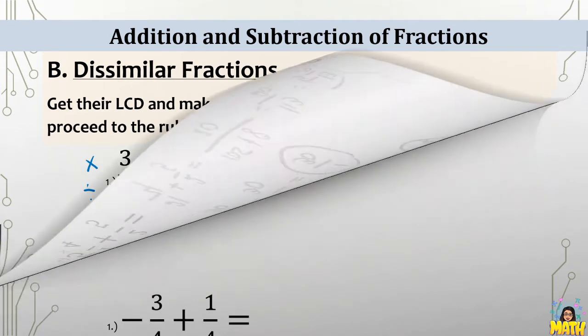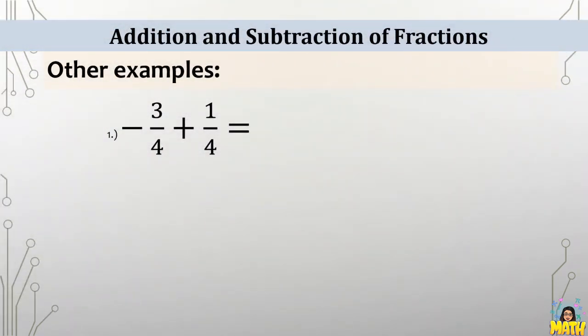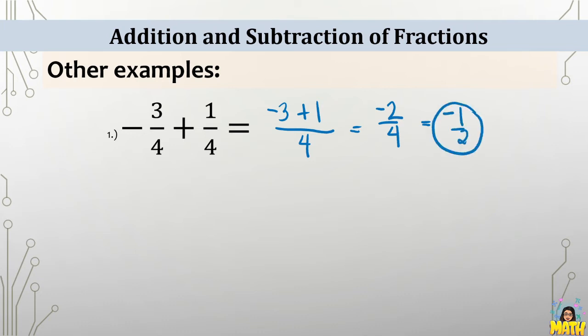Let's have more examples. Number 1, negative 3/4 plus 1/4. So kahit negative pa yan, let's follow the rule in adding positive and negative numbers. They are similar fractions, therefore we copy the denominator and add the numerators. But here we have negative 3 plus 1. Negative 3 plus 1 is negative 2 over 4. Simplify if possible. This will be equal to negative 1/2.